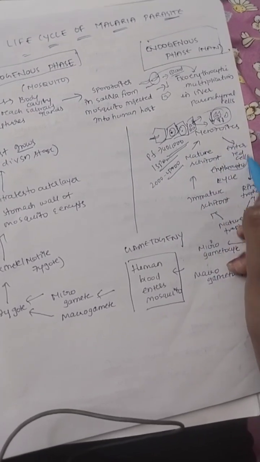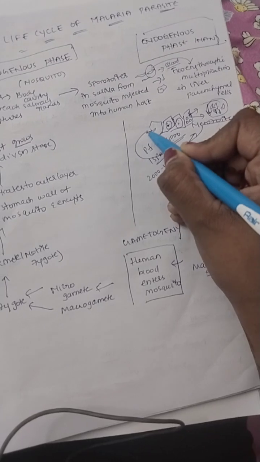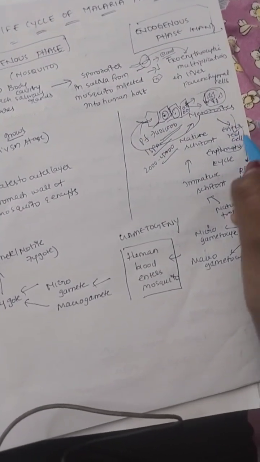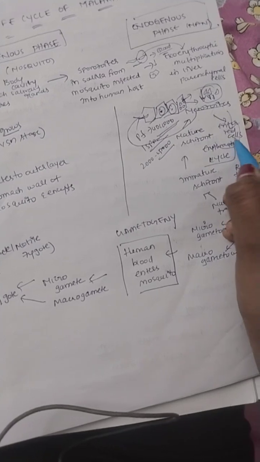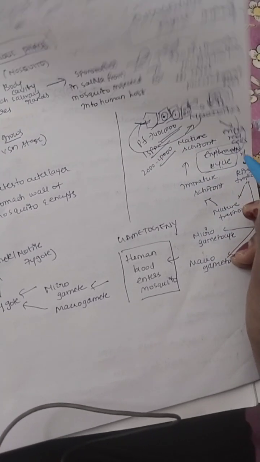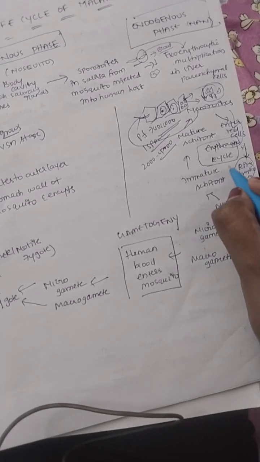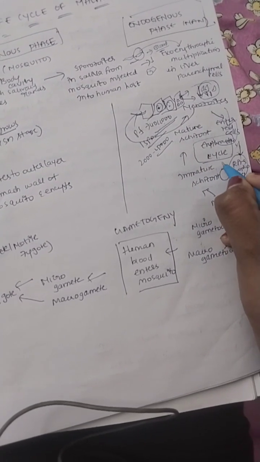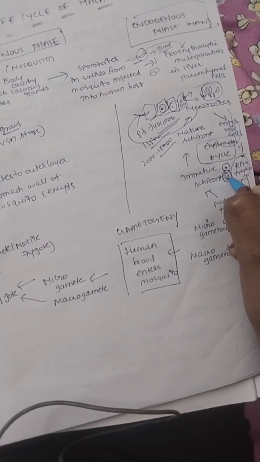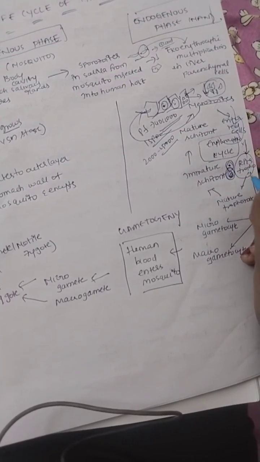These merozoites have two fates. They can again infect the liver cells, or they may enter the RBC and start the erythrocytic cycle. They enter the red cells, and there they form the ring trophozoite. Ring trophozoite means like this: this is the nucleus and this is the RBC cytoplasm. The nucleus is pushed aside and it looks like a ring.